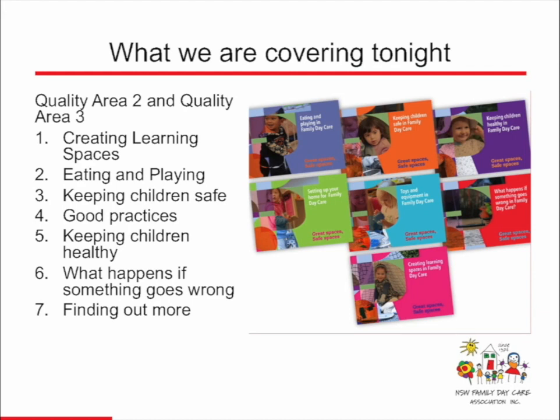As I hope everyone is aware, Quality Area 2 is children's safety and Quality Area 3 is physical environment. We are going to be exploring these topics by looking at creating learning spaces, eating and playing, keeping children safe, good practices, keeping children healthy, and what happens if something goes wrong. We will then talk about where you can find out further information on these topics. It's important to note that this webinar session is geared towards less experienced educators, but I am confident that more experienced educators will also be able to take away valuable information.